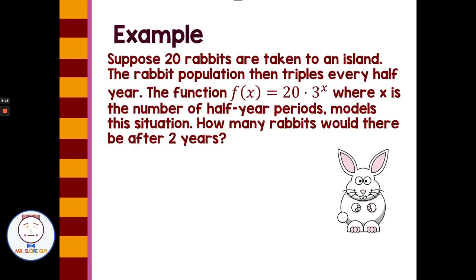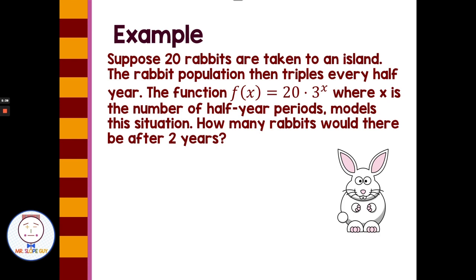All right, great word problem example here for using exponential functions. Suppose 20 rabbits are taken to an island. The rabbit population then triples every half year. The function f of x equals 20 times 3 to the x, where x is the number of half-year periods, models the situation. How many rabbits would there be after 2 years?